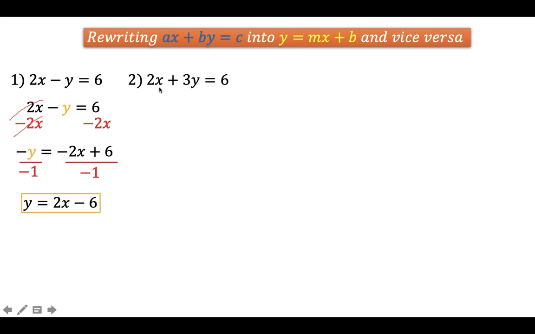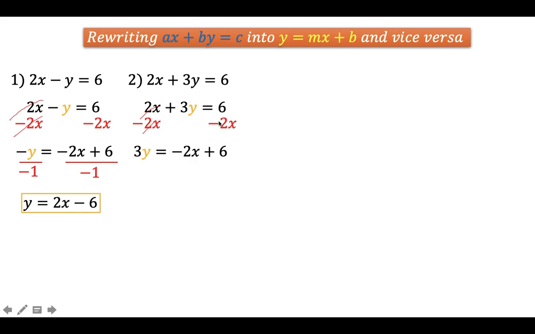For the given number 2, 2x plus 3y is equal to 6. You'll notice that they're almost similar. There is just a numerical coefficient of 3 here, and I just changed the operation. Okay, same process. We want to highlight this y because we want this to be left alone. So let's start eliminating this 2x by adding negative 2x to both sides, so that 2x will be eliminated and 3y will be left on this side.